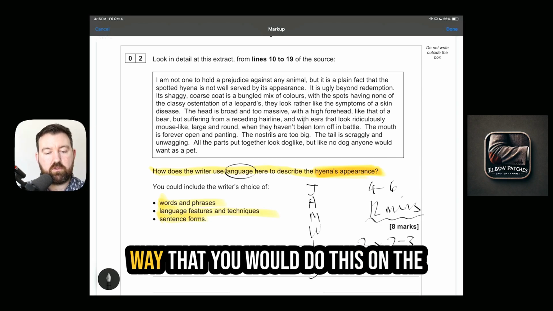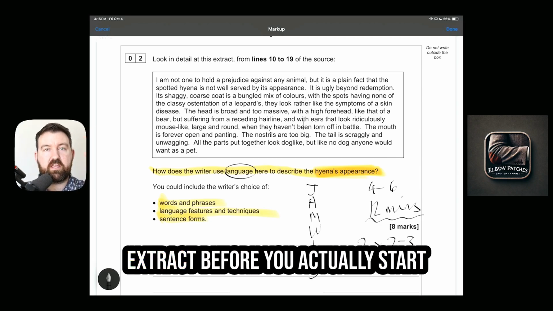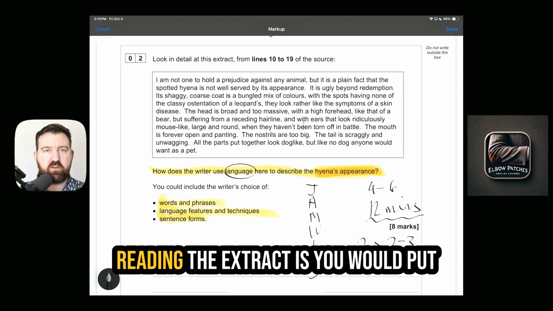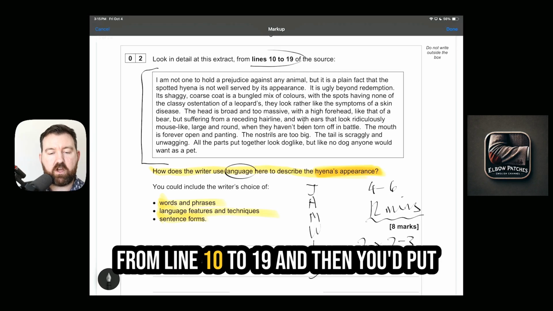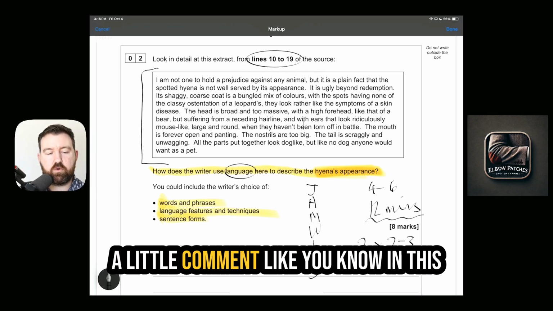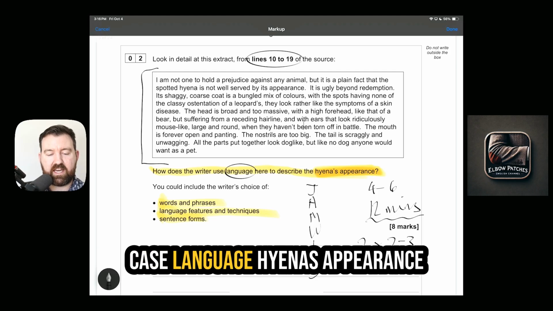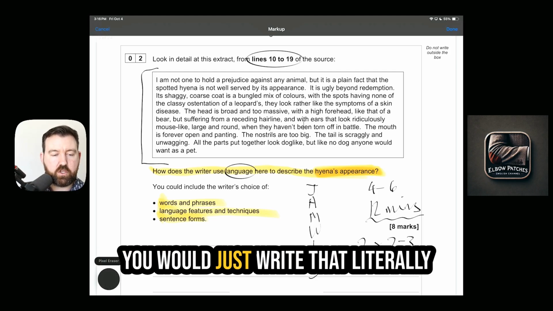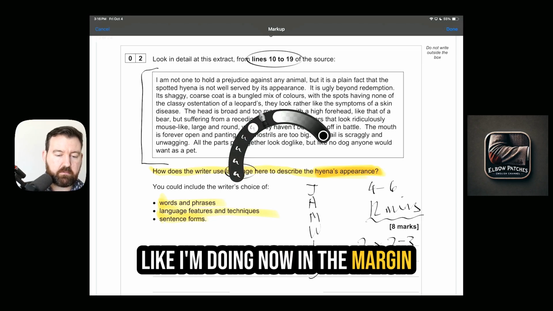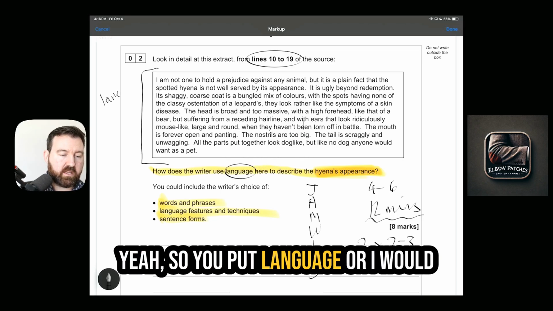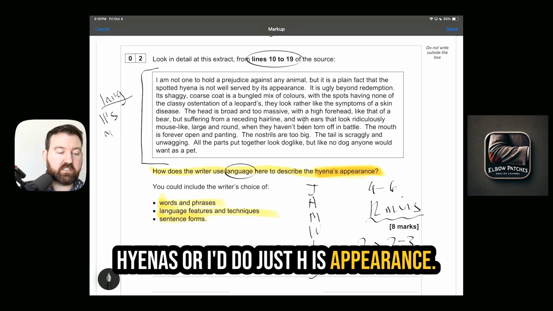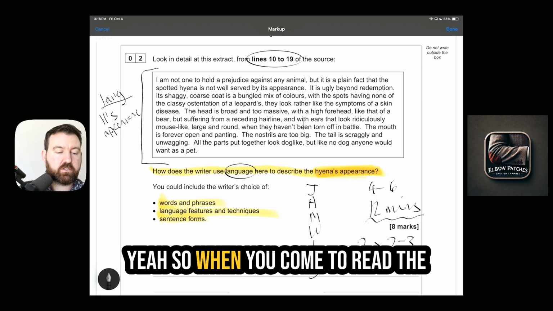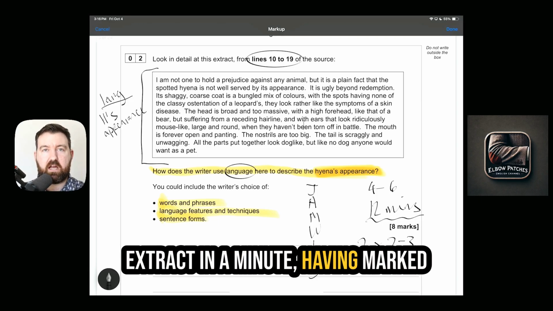So the way that you would do this on the extract before you actually start reading the extract is you would put little brackets on the real extract. This is just a screenshot, obviously, from line 10 to 19. And then you'd put a little comment like, in this case, language, hyena's appearance. You would just write that literally like I'm doing now in the margin. Yeah, so you put language, or I would put lang for short, and I would put hyena's, or I'd do just H's appearance.